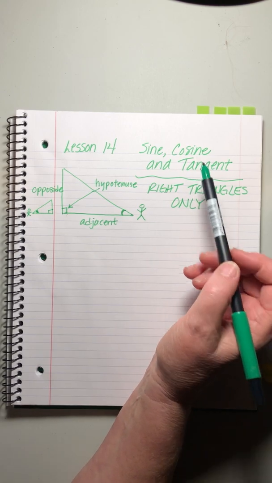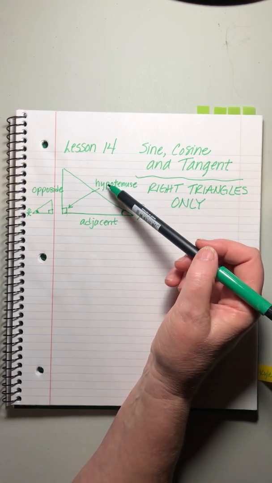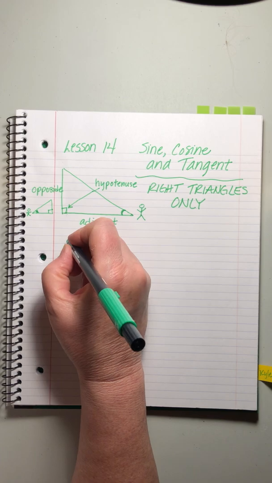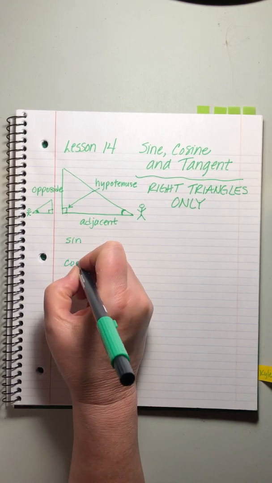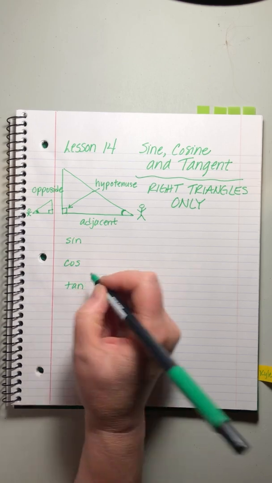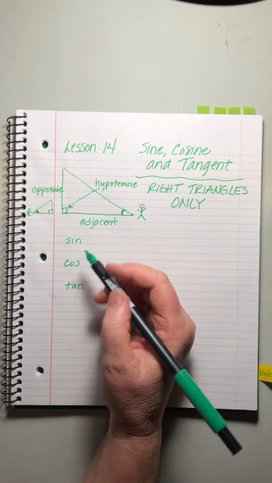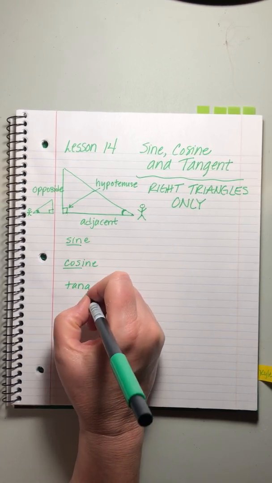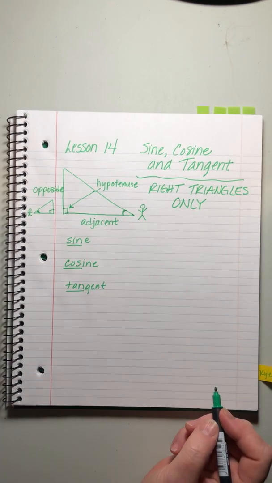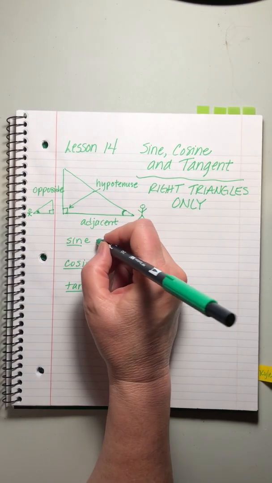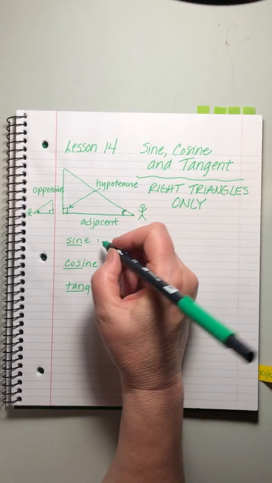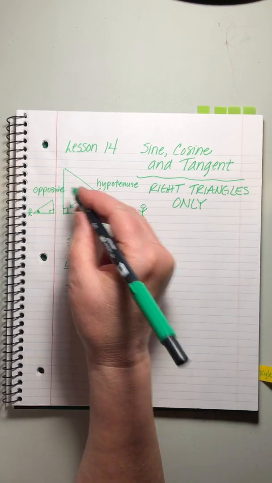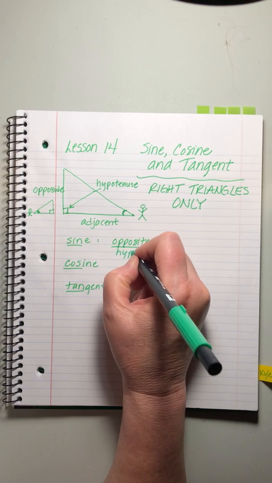Now, sine, cosine, and tangent are simply ratios of these different sides in different combinations. So we abbreviate everything: sine, cosine, and tangent. We don't say sin, cos, tan. We say sine, cosine, and tangent, even when we use the abbreviation. Sine is a ratio built out of the opposite side, the length of the opposite side, over the length of the hypotenuse.